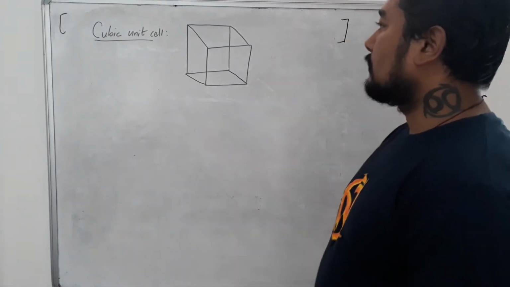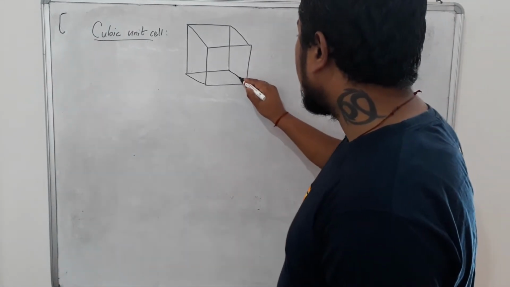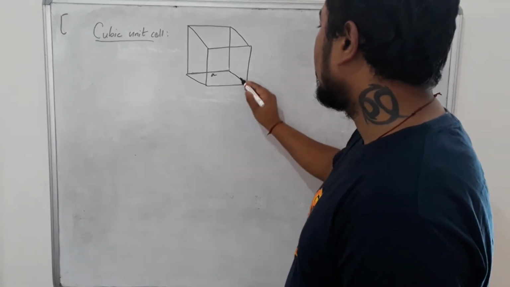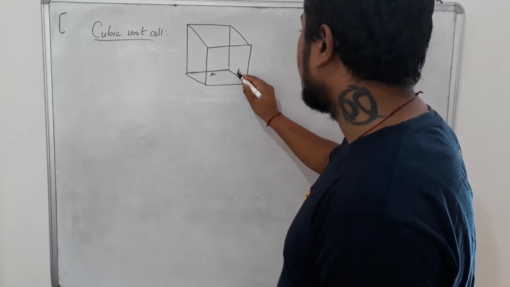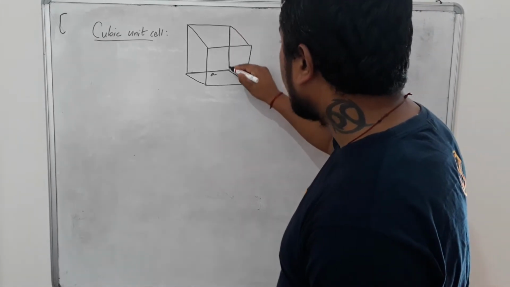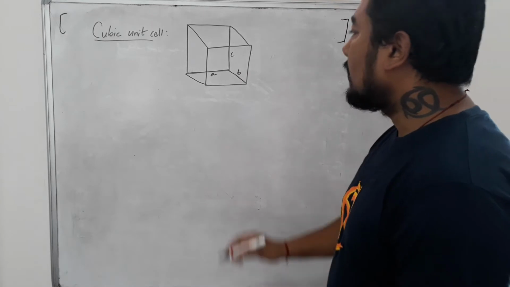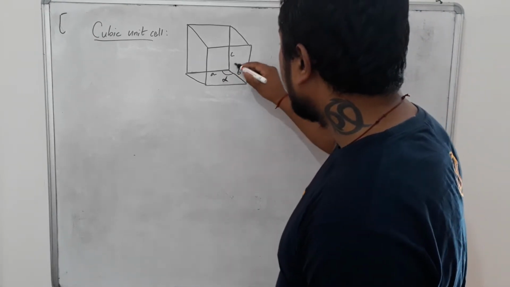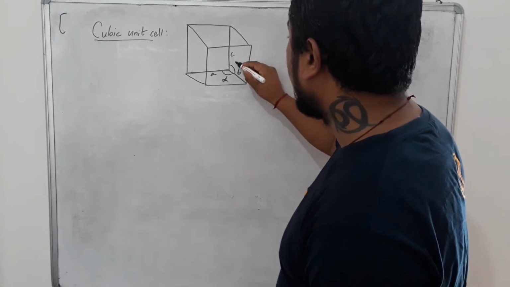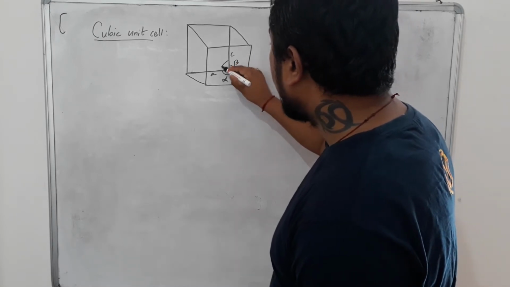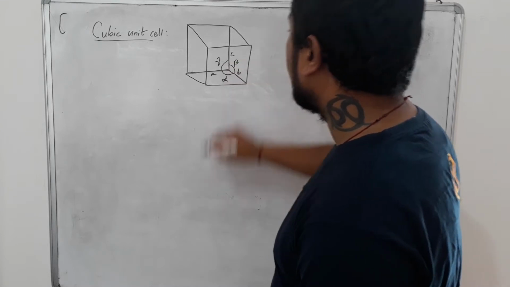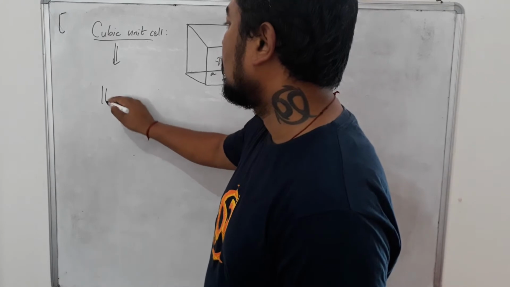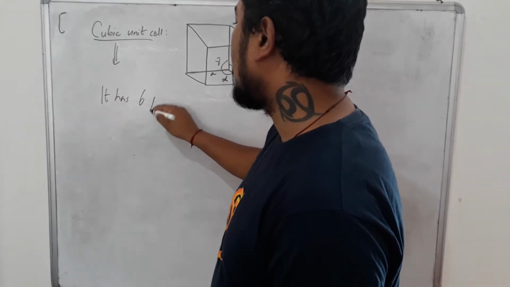Now do remember, students, let us consider this as length, and let the length be A, this be the breadth, so B, and this be the height, so let it be C. The angle between length and breadth be alpha, the angle between breadth and height be beta, and the angle between length and height be gamma. So from here we can say that a cubic unit cell has 6 parameters.